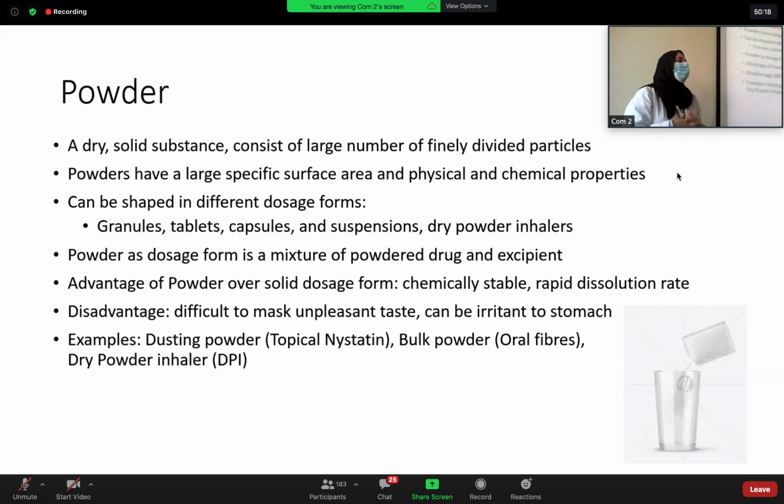What can be the disadvantage of that sometimes? If I tell you this sachet or this pack has 2 grams, and I have a pediatric patient who needs 1 gram, how would you deal with that?